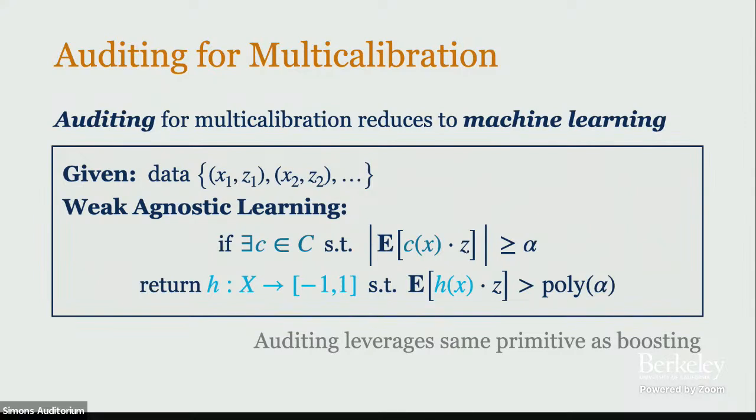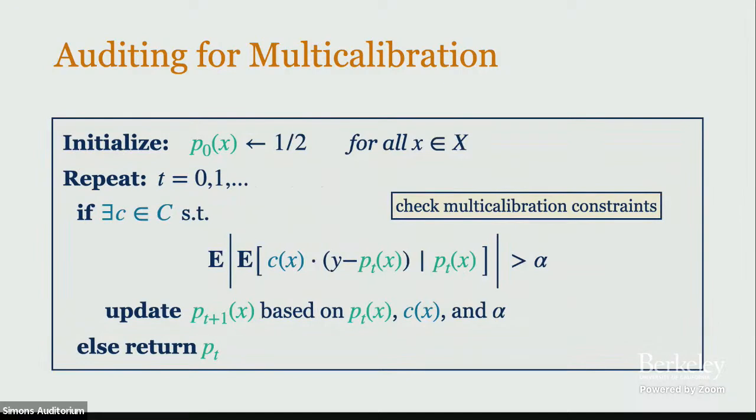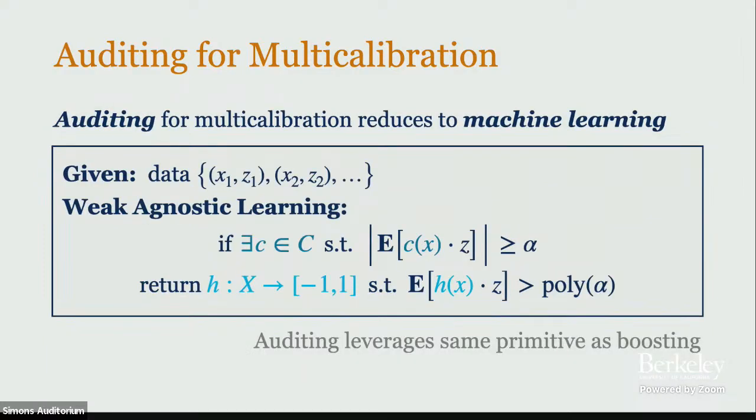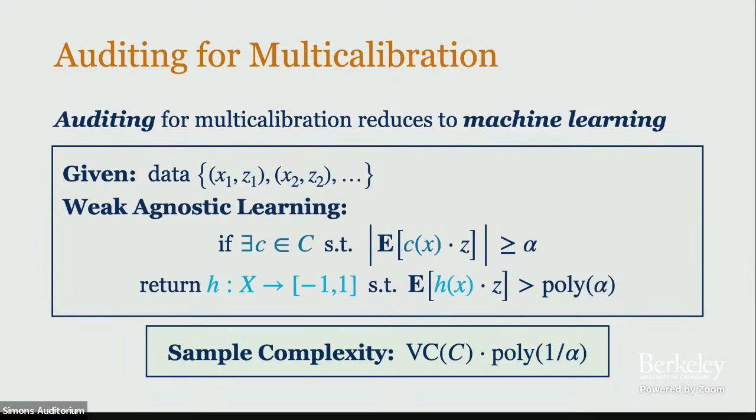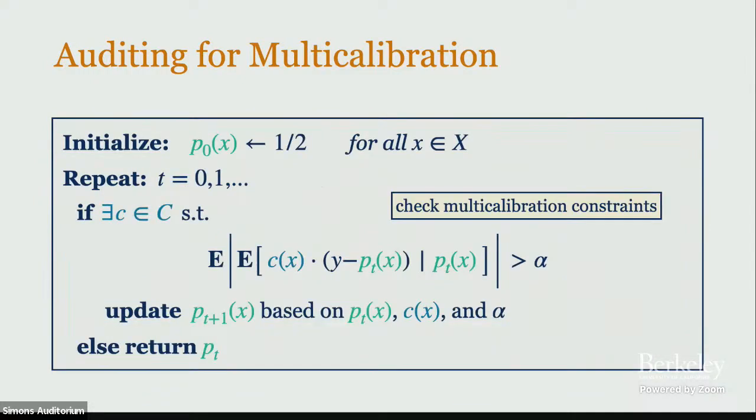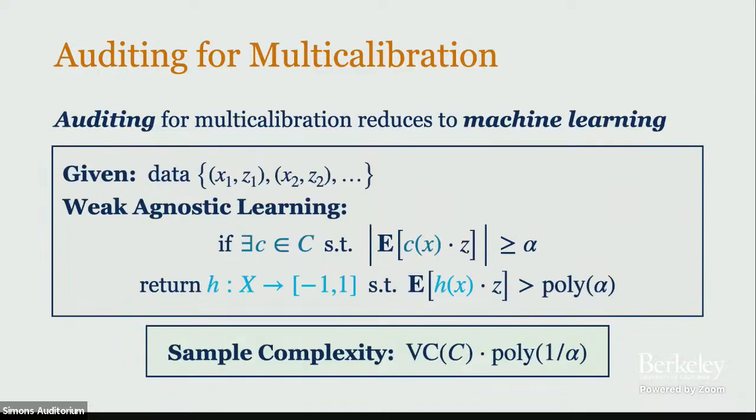And truly, this problem is computationally equivalent to the auditing problem. If I make no assumptions about Z, then I can plug in y minus p_t as my Z. So what this says is that this auditing leverages exactly the same primitives that we would use for some sort of boosting algorithm. This weak learning is thought about in the context of boosting a lot. The upshot is the sample complexity. Where have I touched the data before? The only place I touched the data is in checking these constraints, evaluating this expectation. And so the sample complexity needed for this weak agnostic learning problem scales with the VC dimension of C, logarithmic in the class C if it's finite, and polynomial in 1 over alpha.